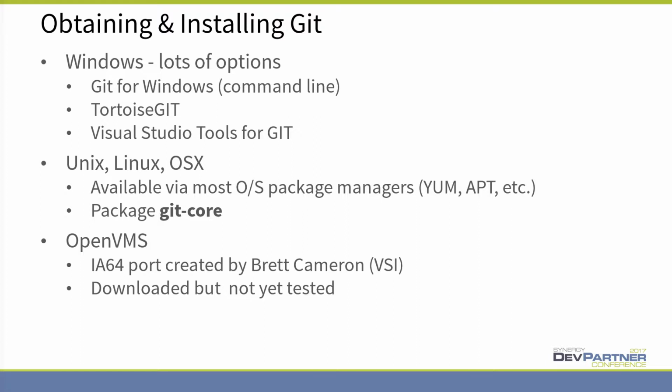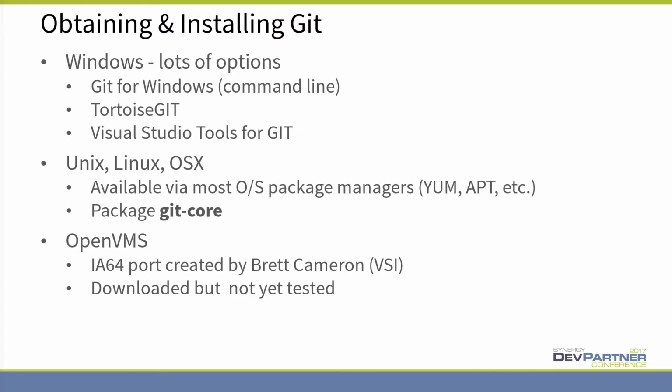On Unix, Linux, OS X, places like that, typically Git is available through that operating system's package manager. So you're going to use Yum or APT or whatever it is. There's a package out there that typically is called Git Core that you just install with the package manager.